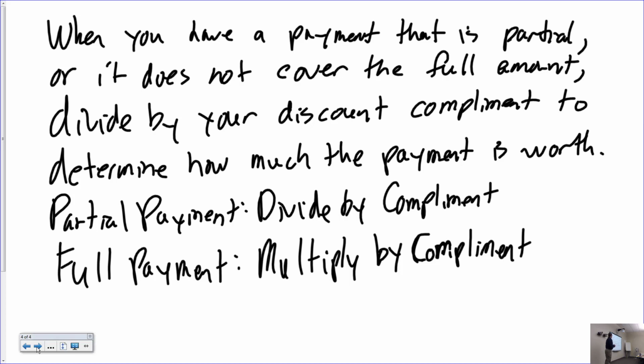And the book likes to call this the U.S. rule for some reason or another. Like this only happens in the U.S. Maybe it did. It's the way it's done everywhere, but sometimes for some reason the book calls it the U.S. rule. I'm not sure exactly why, but anyways. Partial payments, divide by that complement to determine what it's worth. All right?